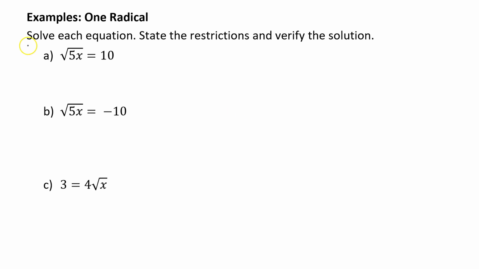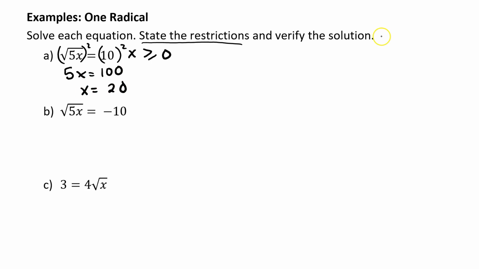Example 1: solve each equation, state the restrictions, and verify the solution. First things first, our restrictions: x must be greater than or equal to 0 because the radicand cannot be negative. Let's square both sides, because that's how you undo a square root. Then this simply becomes 5x equals 10 squared, which is 100. That means that x equals 20.